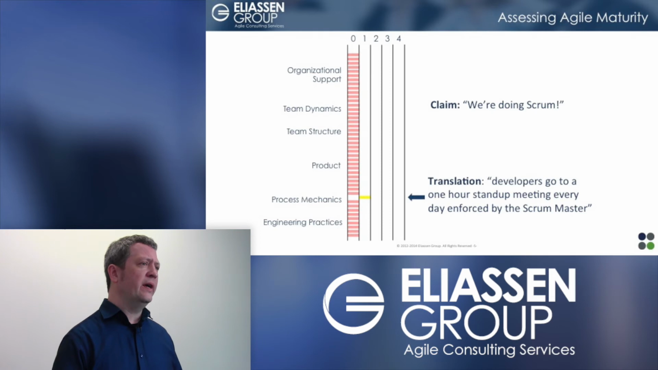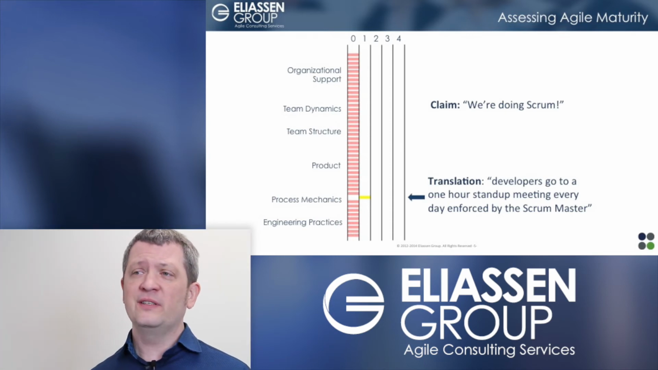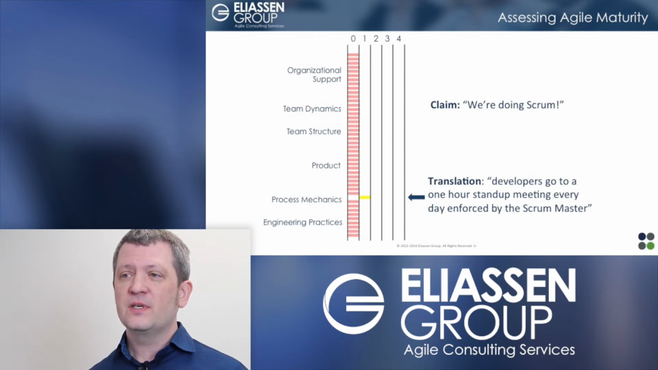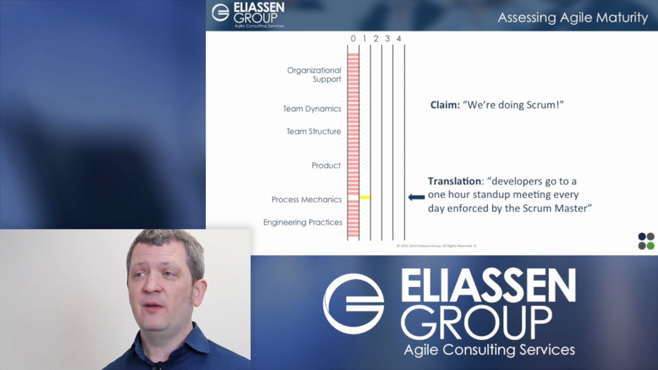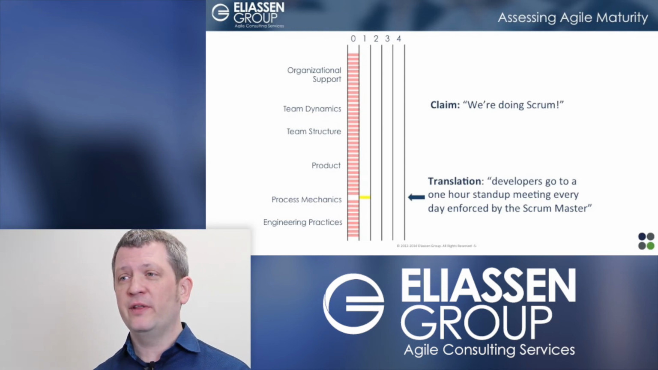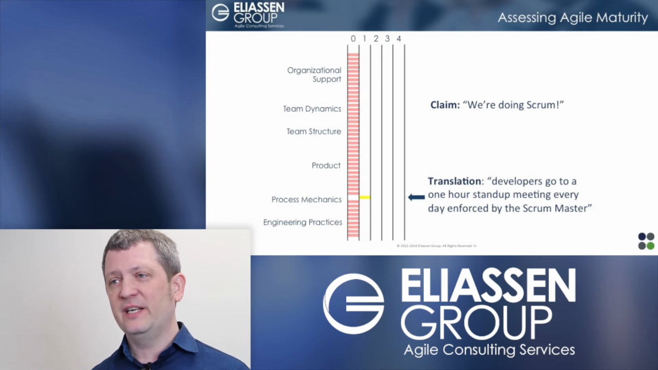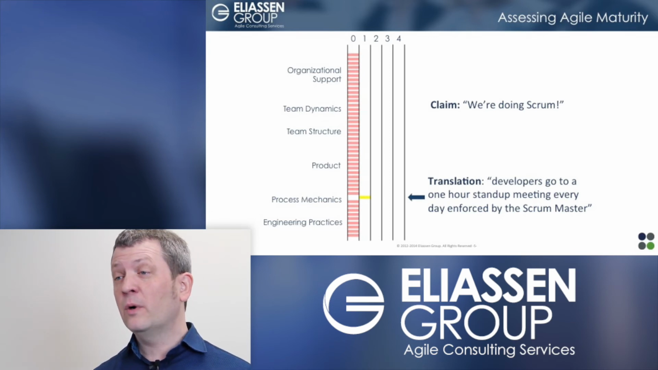Let me give you one way that you can think about this. So here's an extreme. Somebody claims, hey, we're doing Scrum. You look closer at it, and out of all these possible things that could be indicating that they're doing Scrum or being Agile, in fact, they are in transition to having a stand-up, right? People only go because the Scrum Master says you need to be there and will bring people into the room and make sure that they're there, right? So really the translation there is developers go to a 1-hour stand-up meeting every day and it's enforced by the Scrum Master. That's not really Agile, right? So this can help make it clear to everybody where you really are. Hopefully this is not where you are.